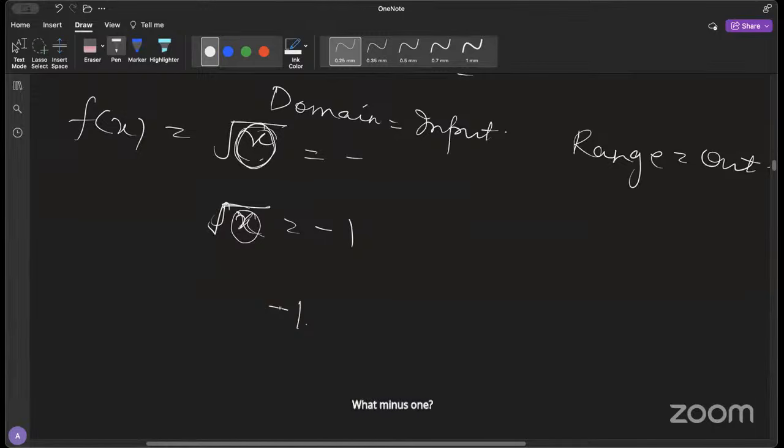Square root of -1 squared, and then this is just 1. It can't be -1. No, it cannot be -1.